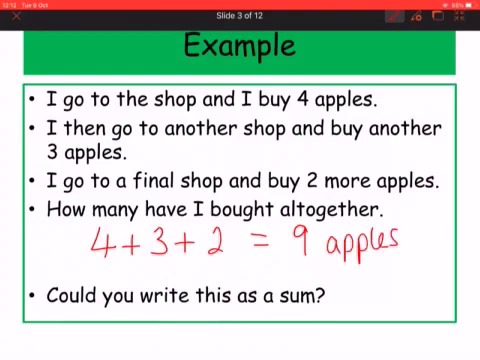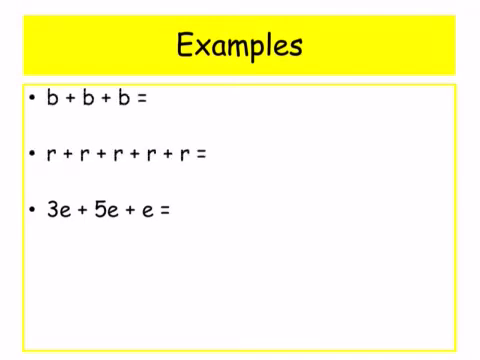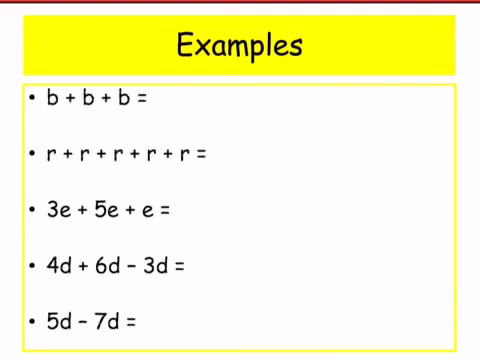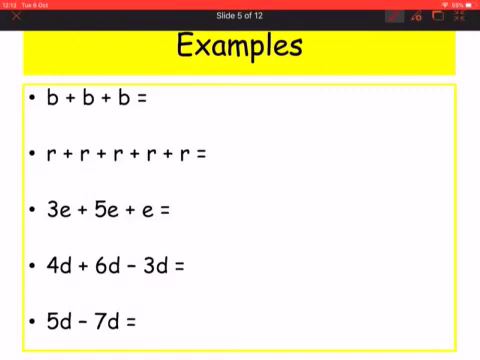And we're going to apply this logic to simplifying expressions. Let's have a look at one. So here's a couple of examples. If I've got a B, you've got a B, and someone else has got a B, how many B's have we got altogether? We've got 3 B's. If I've got an R, you've got an R, and three other people have each got an R, how many R's have we got together? Well, there's 1, 2, 3, 4, 5 R's there, so that's my answer, 5R.